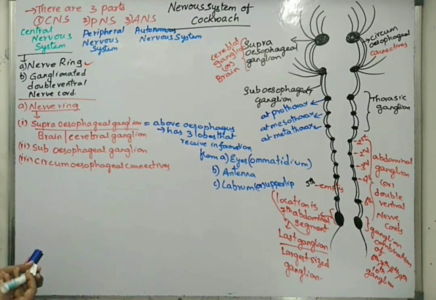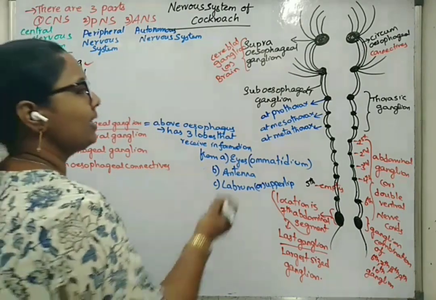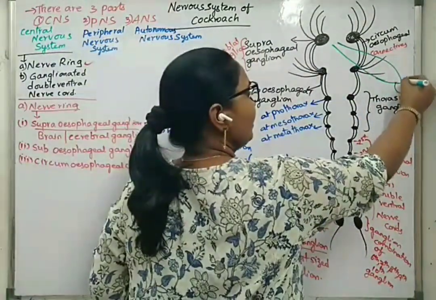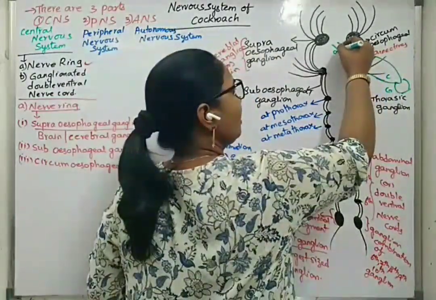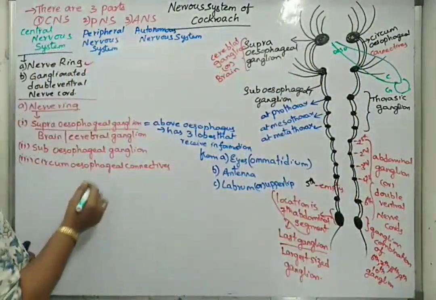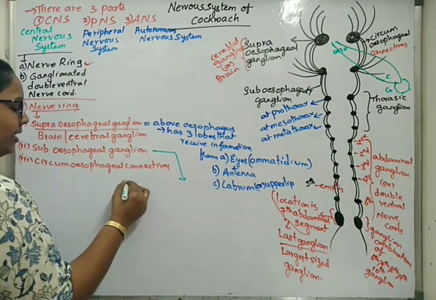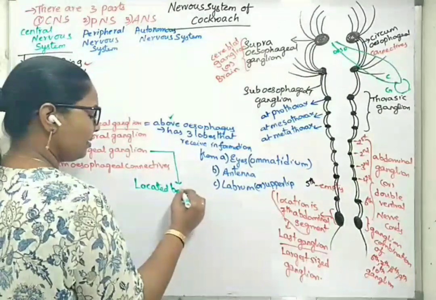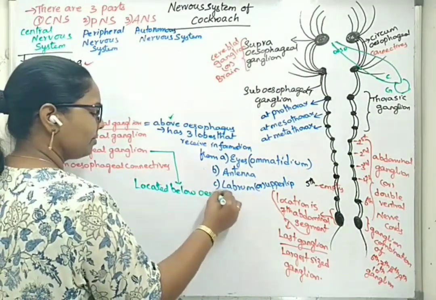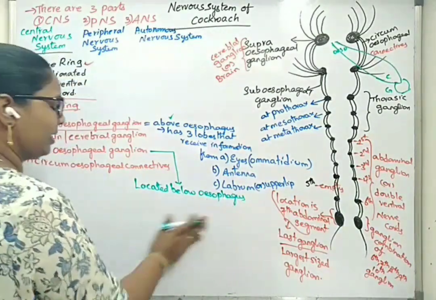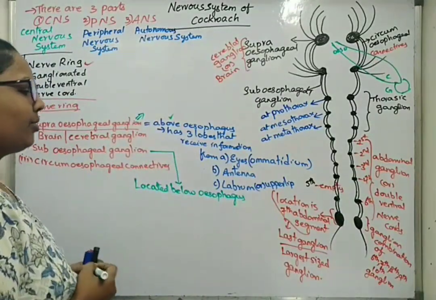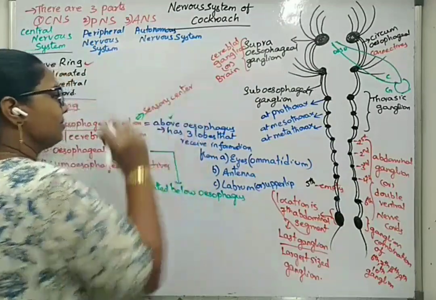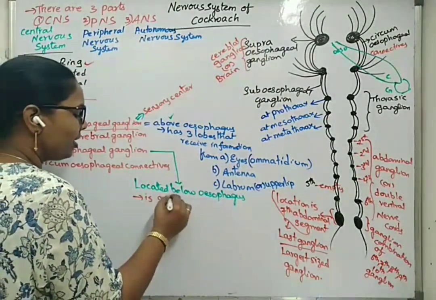Second one, subesophageal ganglion. Subesophageal ganglion is present below esophagus. Esophagus is extending as crop, and later it will have connection with the gizzard. This will be crop, this will be esophagus. Here I have written above esophagus, supra, and below esophagus is subesophageal ganglion. Next, the brain, or supraesophageal ganglion, is said to be sensory in function. You can also write it is sensory center. But subesophageal ganglion is a motor center.